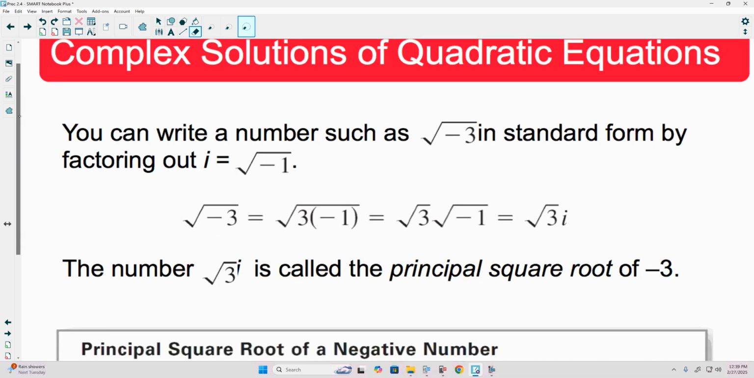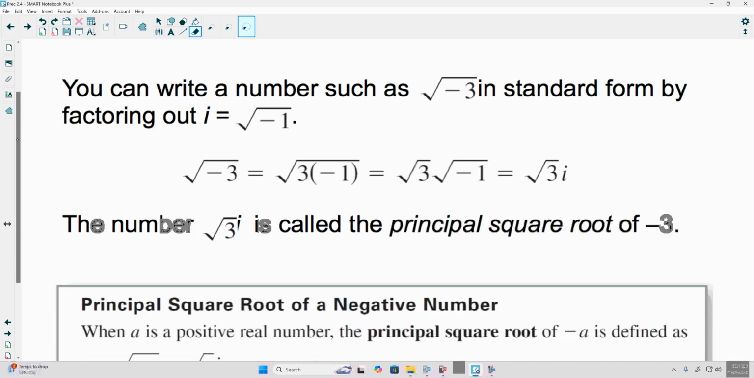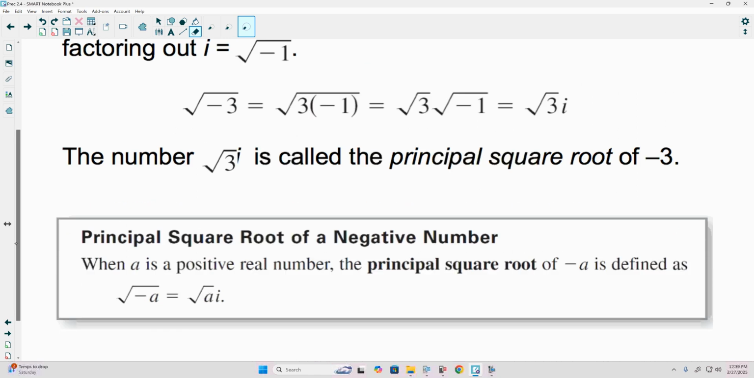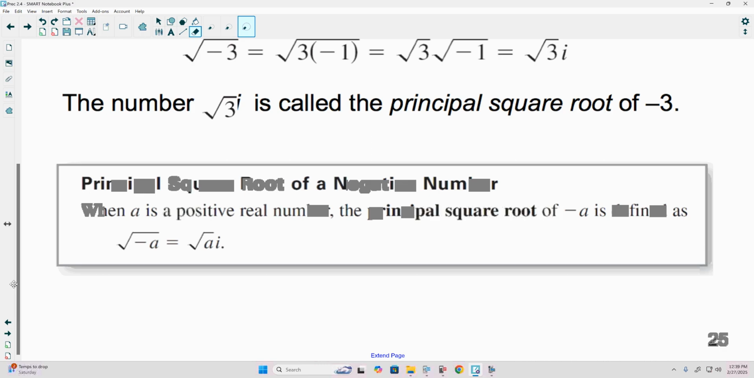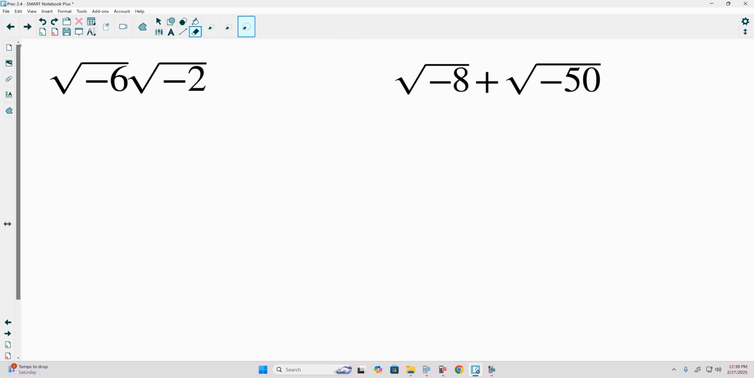Solving quadratic equations. You can write a number such as the square root of negative 3 in standard form by factoring out the i, the square root of negative 1, and simplifying where needed. When a is a positive real number, the principal square root of negative a is defined as this here. Just simplifying what we've been doing.